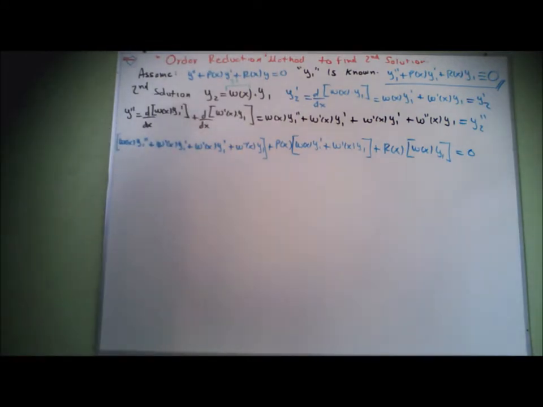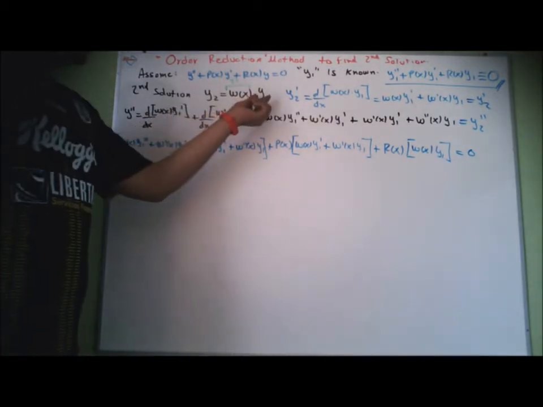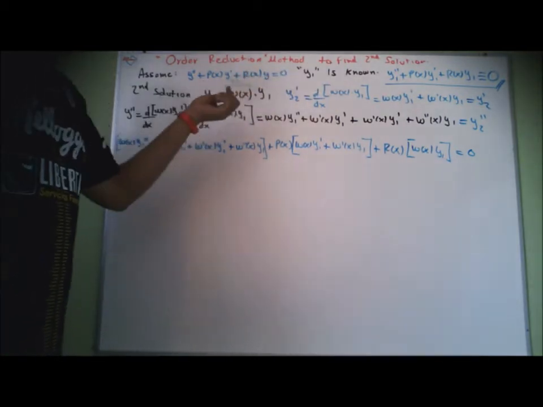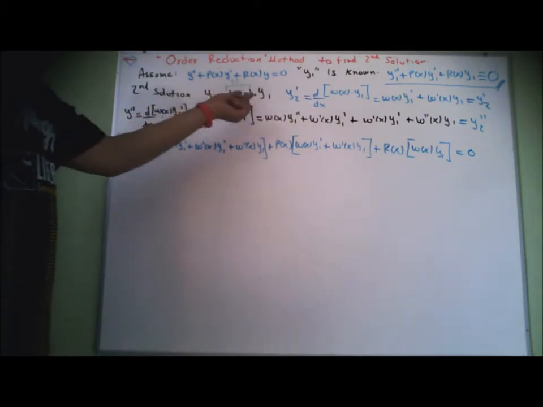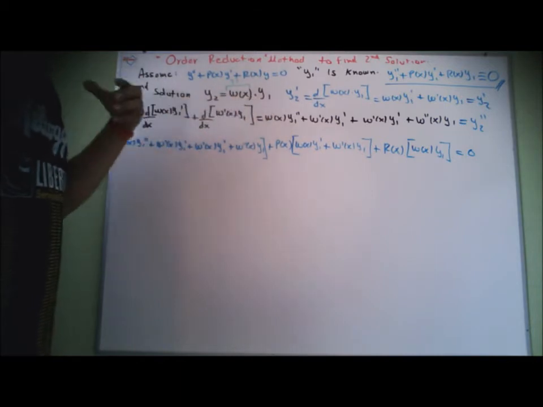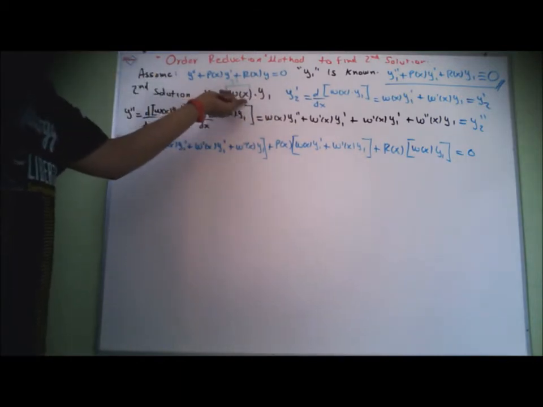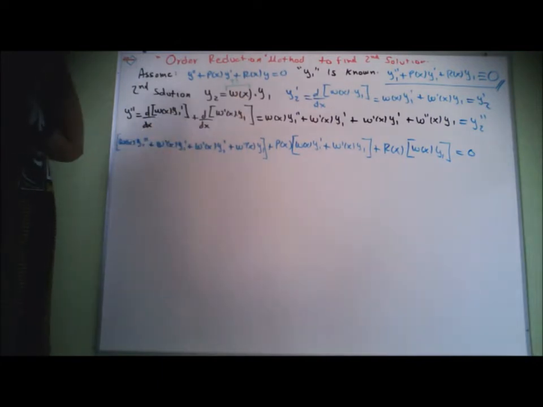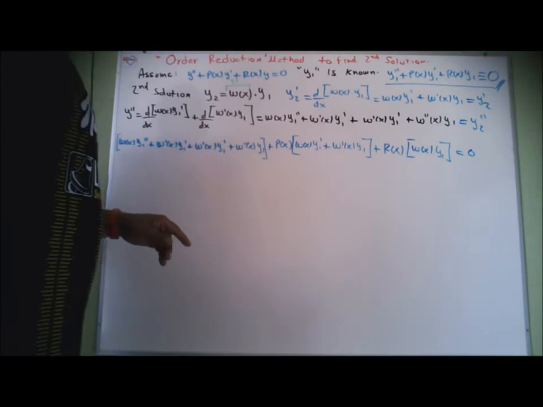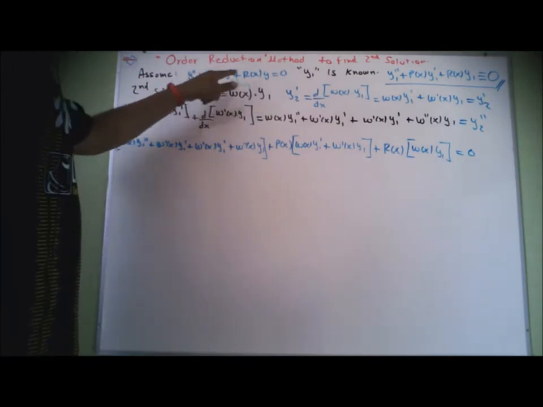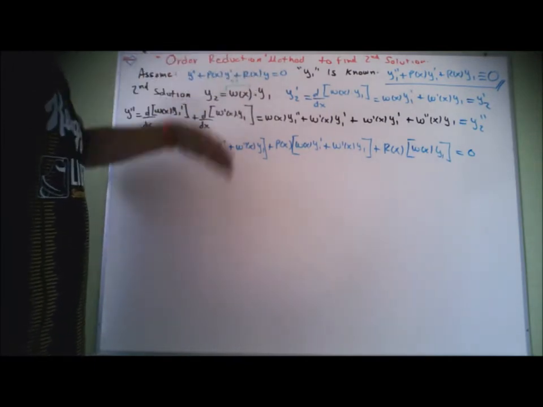Don't forget what we are looking for. So what is exactly what we are looking for? Because the first solution is known, we don't have to find the first solution. We propose the second solution as w of x times my first solution. So what we are looking for is w of x. This is exactly what we are looking for. So the unknown is w of x. Now, p of x is given and r of x is given in the differential equation.